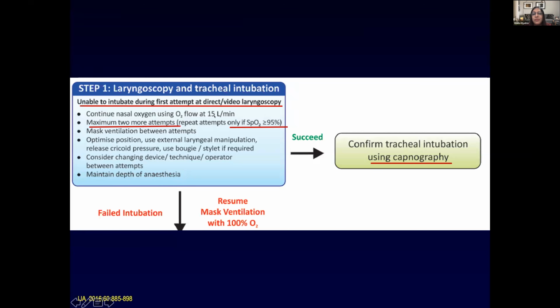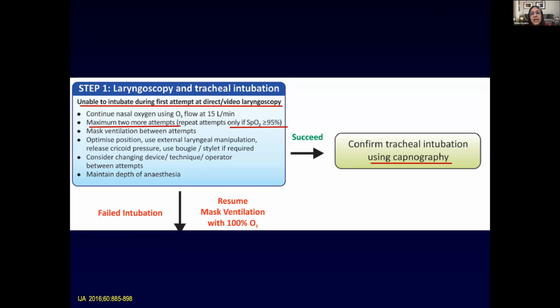So you have 1 failed attempt and an additional 2 more. But what's important is that throughout this, you maintain depth of anesthesia, because sometimes if you're taking time, your patient may have become light. You may have to repeat some propofol and even repeat neuromuscular blockade. It's very, very important that you maintain depth of anesthesia, because we don't want awareness.